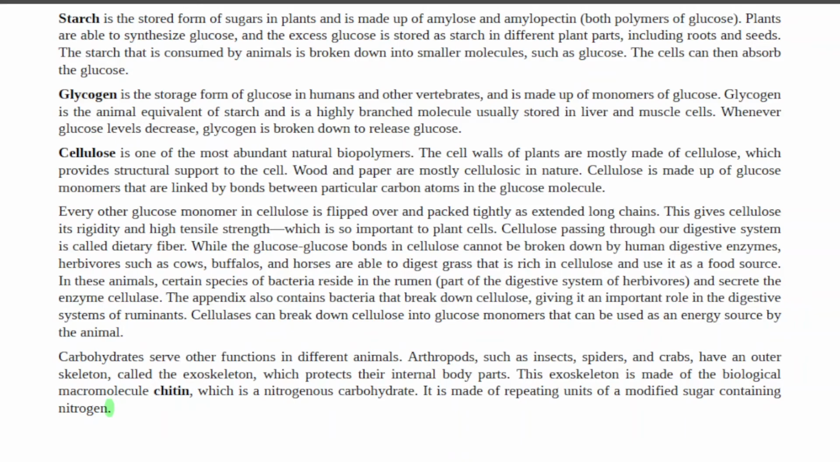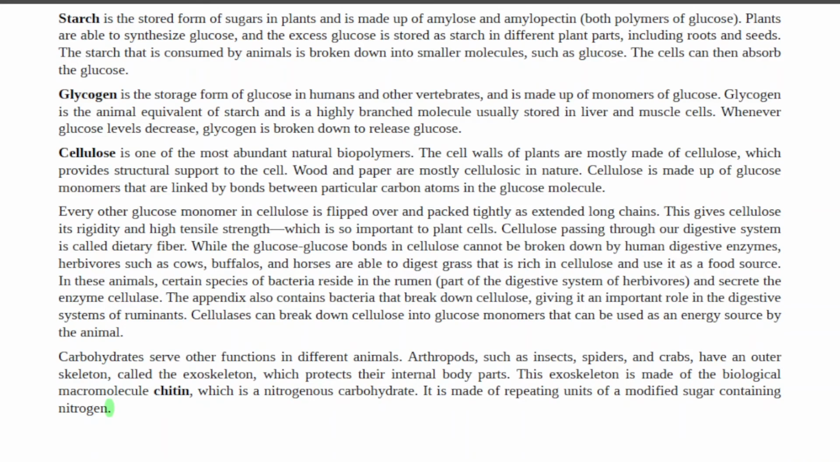Cellulose is made up of glucose monomers that are linked by bonds between particular carbon atoms in the glucose molecule. Every other glucose monomer in cellulose is flipped over and packed tightly as extended long chains. This gives cellulose its rigidity and high tensile strength, which is so important to plant cells. Cellulose passing through our digestive system is called dietary fiber.